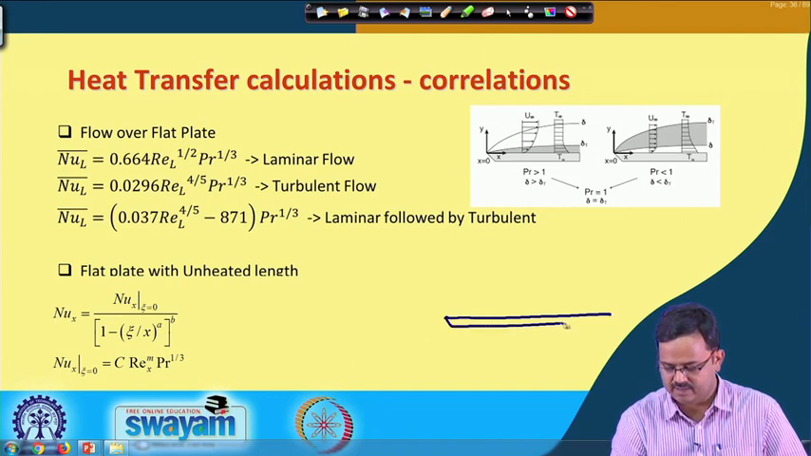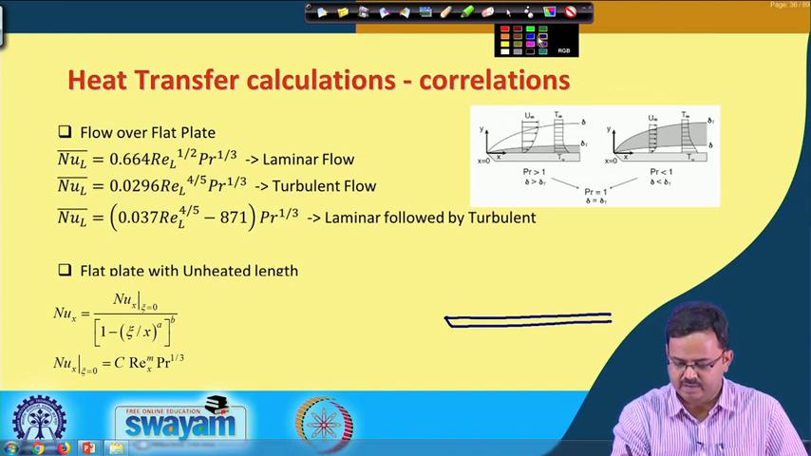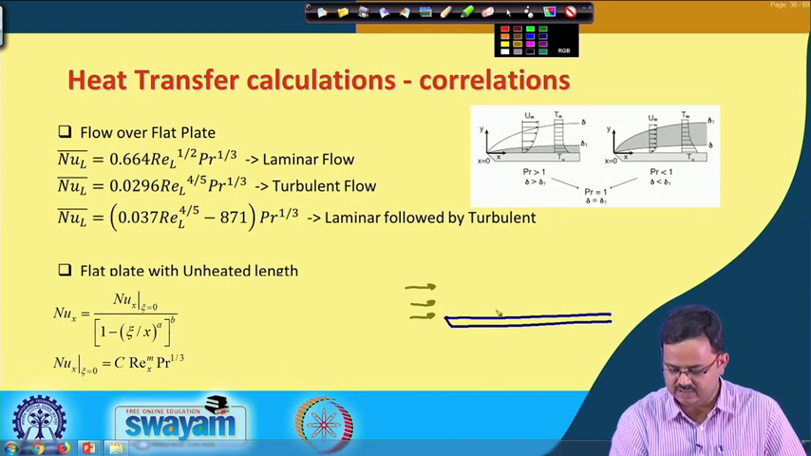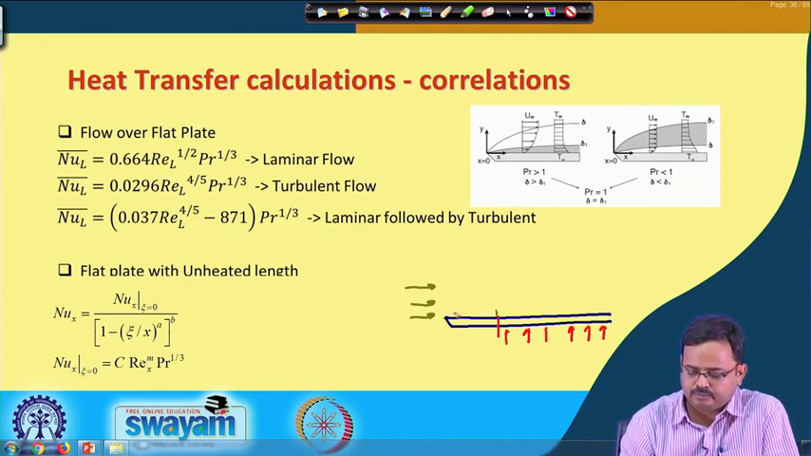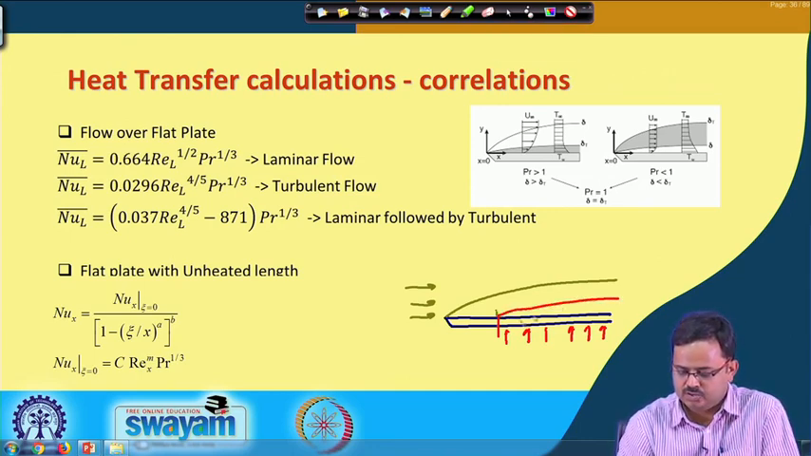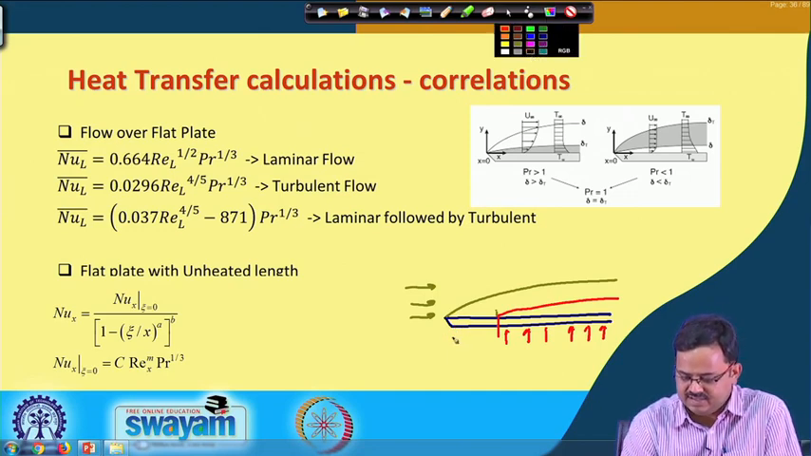you have a flat plate like this, you have air coming in, but you start heating after a certain length. Sorry. So, therefore, what happens? The momentum boundary layer develops right from here, but the thermal boundary layer starts developing only from this point. So, there is an unheated length, as you can see, this is an unheated length.